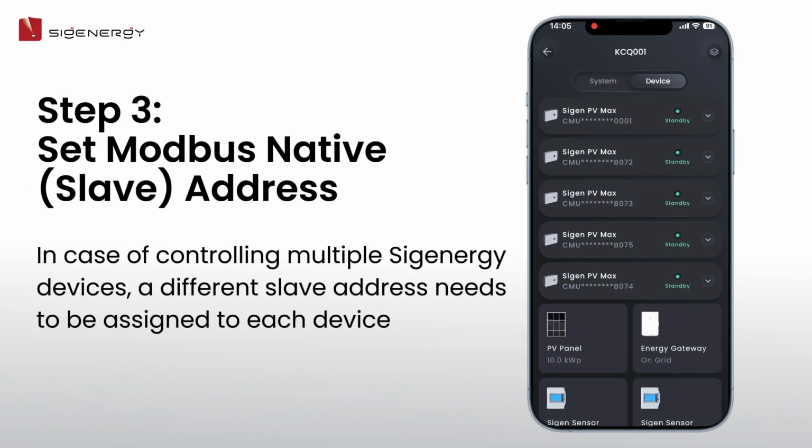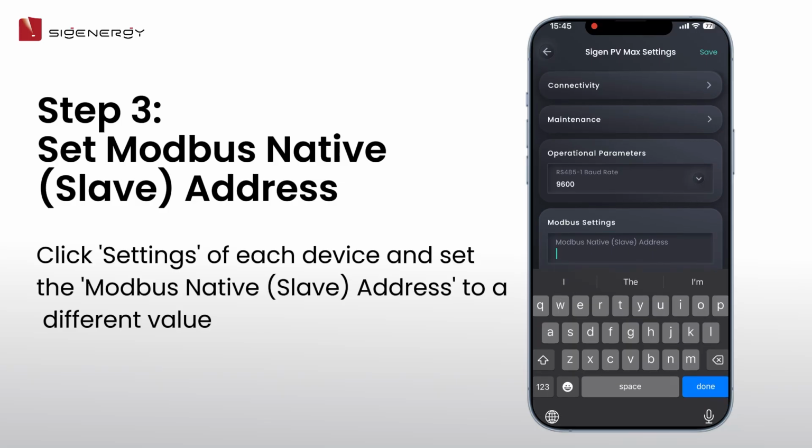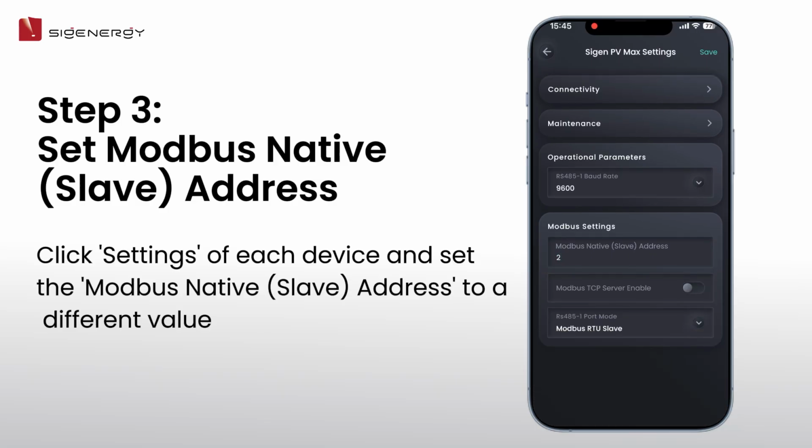Step 3. Set Modbus native slave address. In case of controlling multiple Segen devices, a different slave address needs to be assigned to each device. Click Settings of each device and set the Modbus native slave address to a different value.